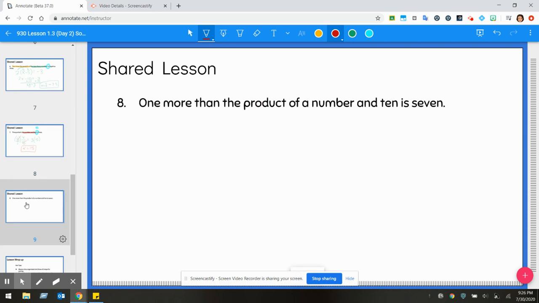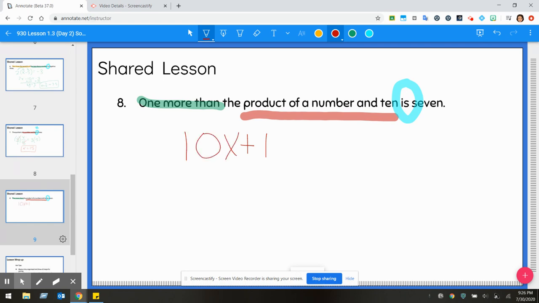Okay. Last example, I'm going to move on to the next slide for our last example, number 8. 1 more than the product of a number and 10 is 7. So going through and writing this out, I have 1 more than, the product is multiplication, right? A number and 10. So that's going to give me 10x. 10 times x plus 1 is our equal sign, 7.